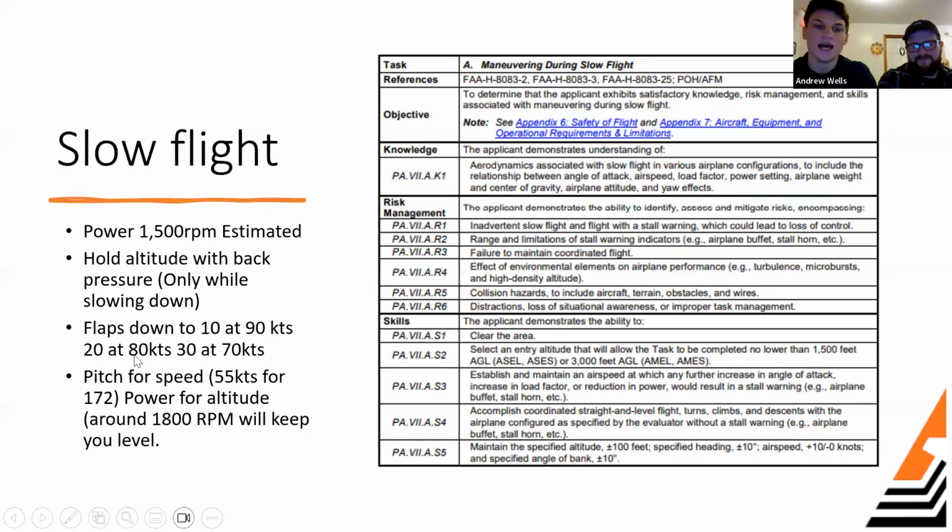And then when we get down to 70 knots, flaps full, and then we're slowing down to 55 knots. Once we reach that 55 knots, we're pitching for speed, power for altitude, right? We're operating in a region of reverse command.